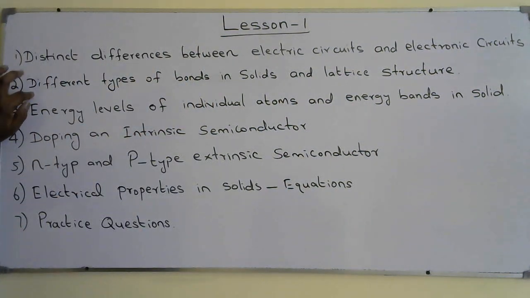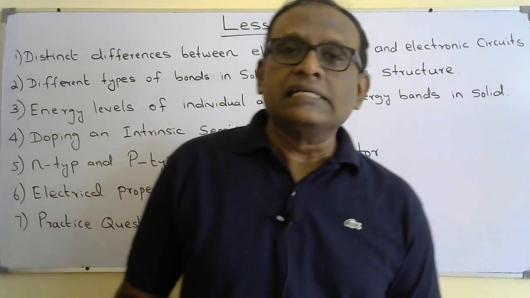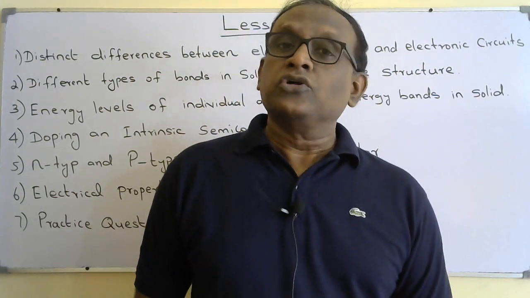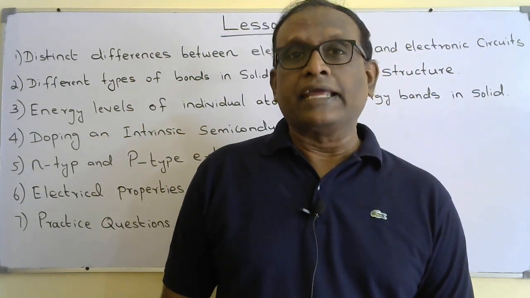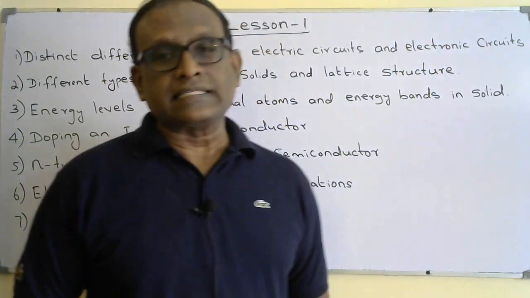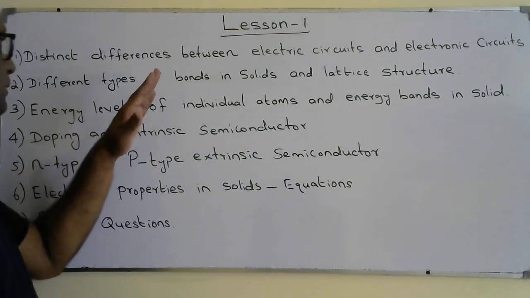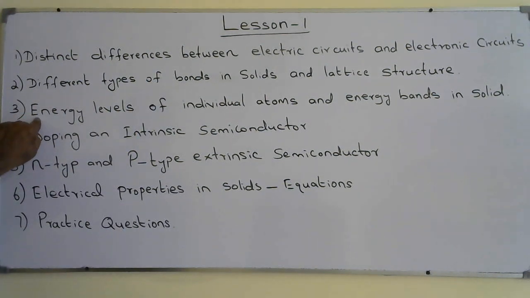Then second, we are going to discuss the different types of bonds in solids and lattice structure, because we are going to learn a little bit about solids, their atomic structures and the bonds, because all the electronic components are made of solids. So that's the reason we are going to learn about the lattice structure and the bonds. Then the third one is energy levels of individual atoms and energy bands in solids. Then the fourth one, doping an intrinsic semiconductor.